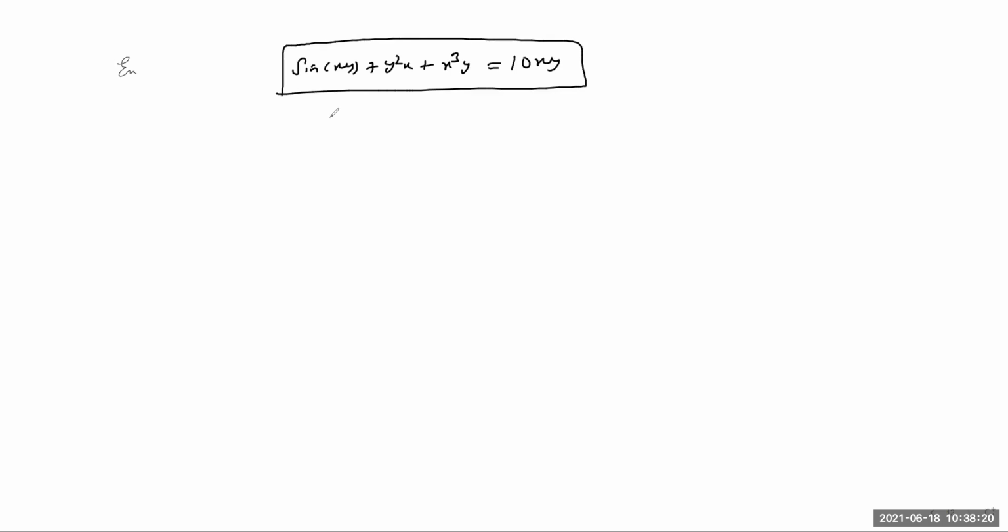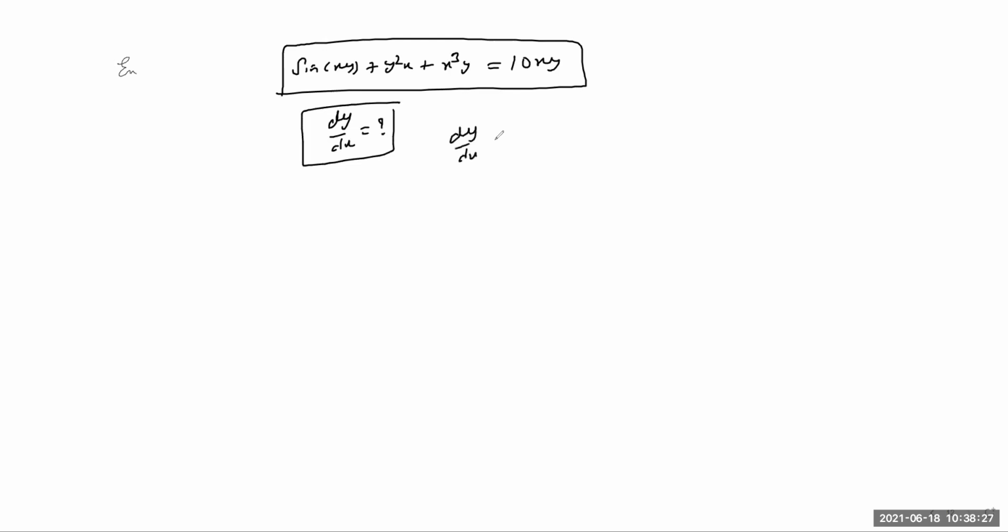Okay. So let's say x sin xy plus y square x plus anything. Just write anything, x cube y. Okay, fine. So let's say we have this expression, and what I'm looking for is to find dy by dx.